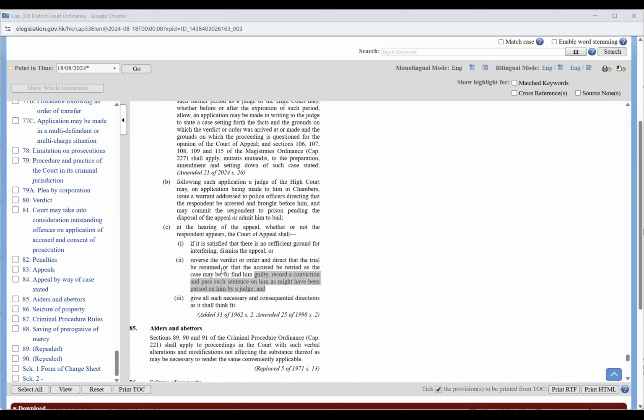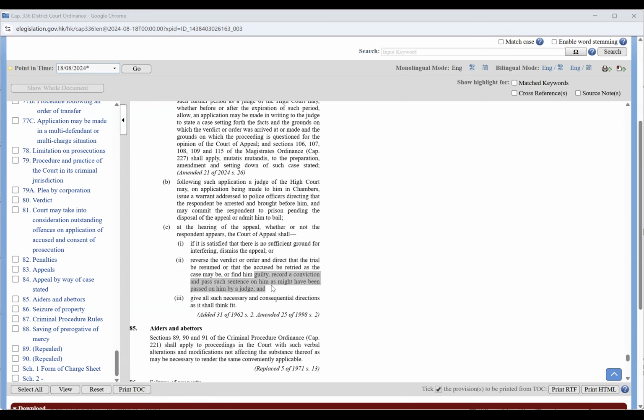So, when would they do that? Let's imagine that the defendant was acquitted at the no case to answer stage, right? Then they could order the trial to continue on into the defense case. Or they can order that the accused be retried. In other words, the district court has to conduct a fresh trial. Or they can find him guilty, convict him, and then sentence him.